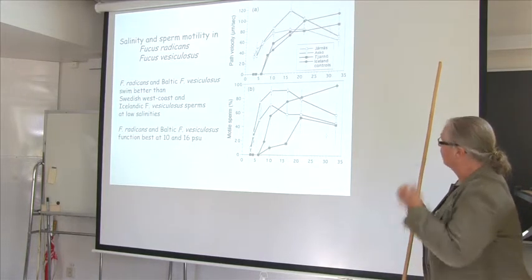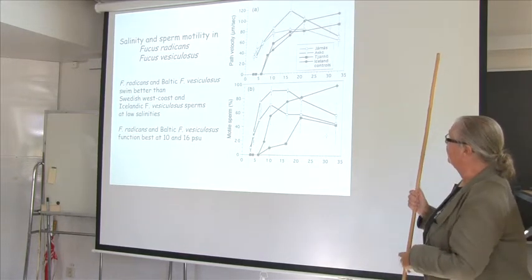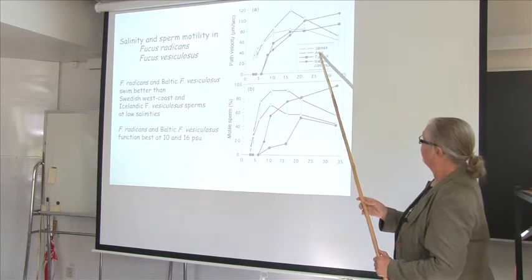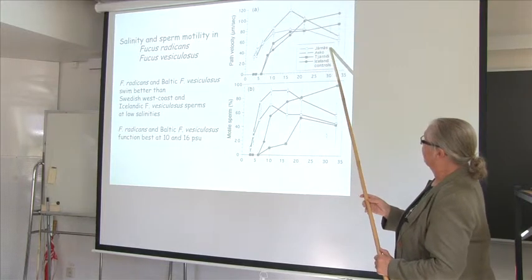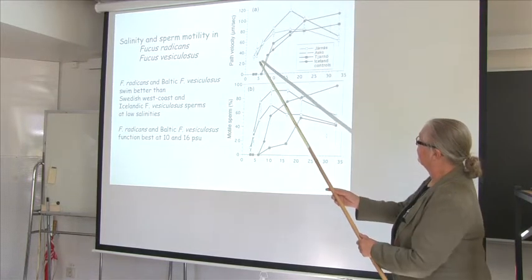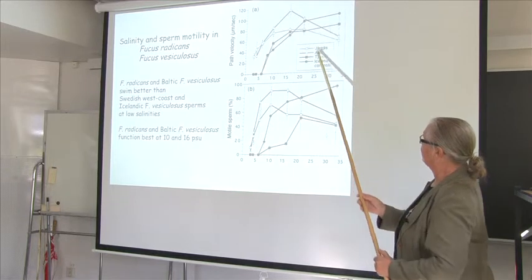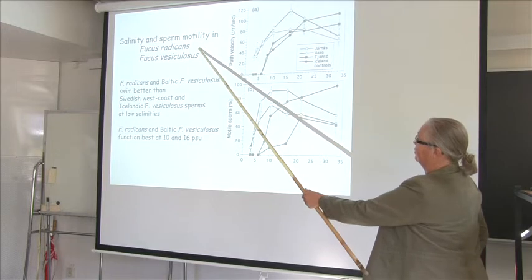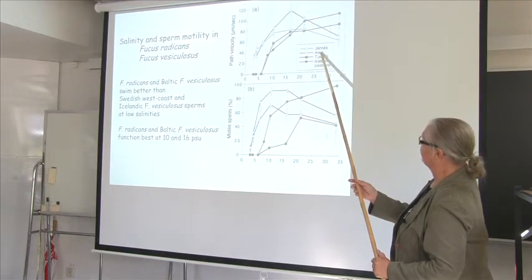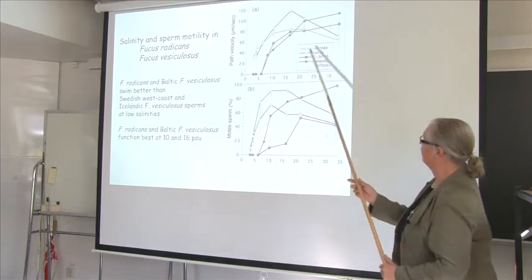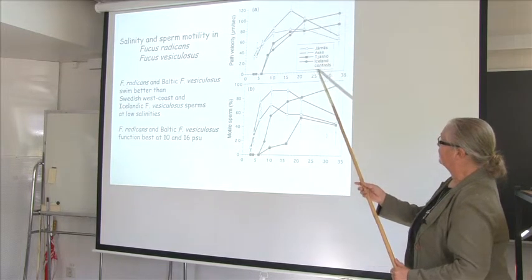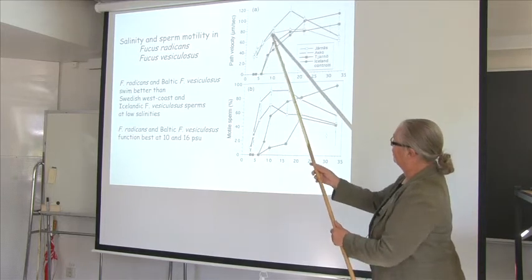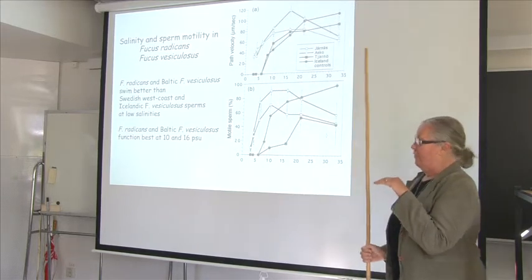This is a rather complicated curve. The only thing I really want you to look at is that these two up from the northern part, these squares, are from Yarnes, which is this Fucus radicans, and this other white one is Fucus vesiculosus from the Dusk area. The other ones are marine sites. And these are the sperm velocity paths.